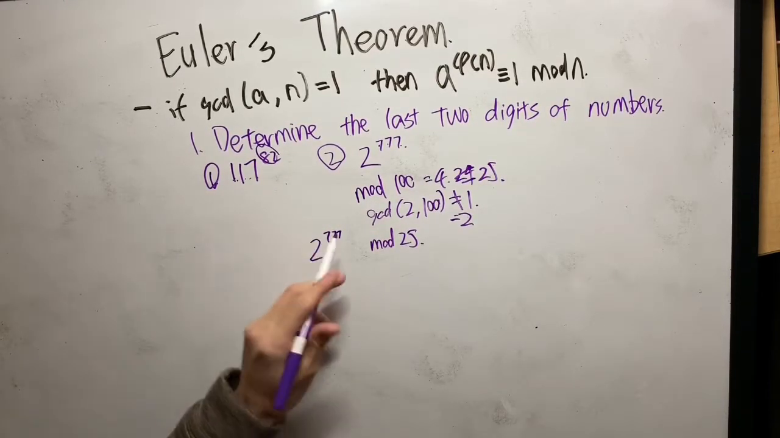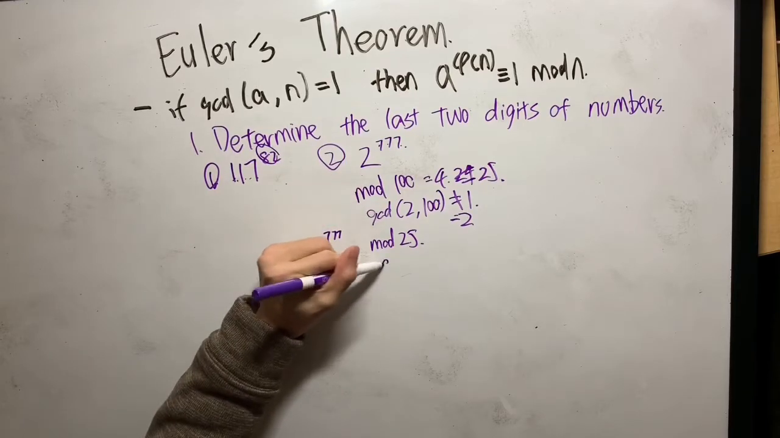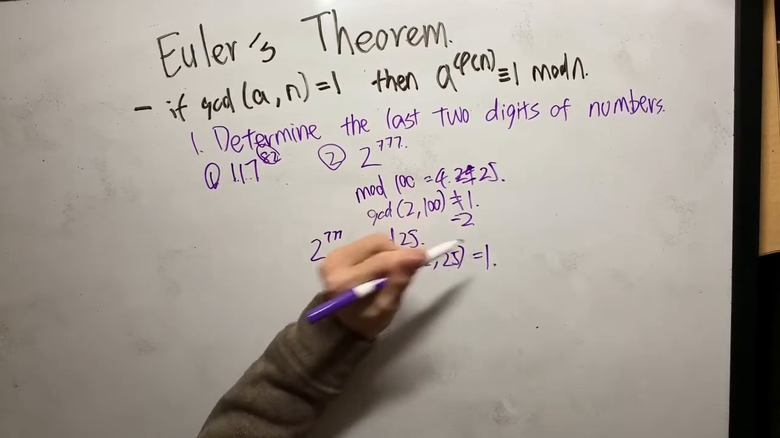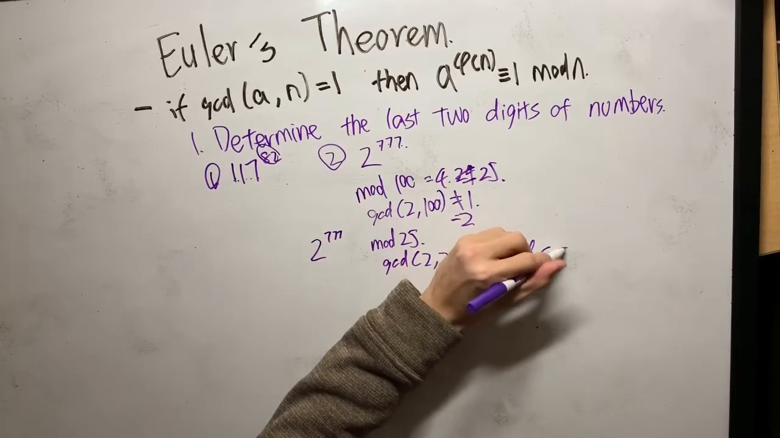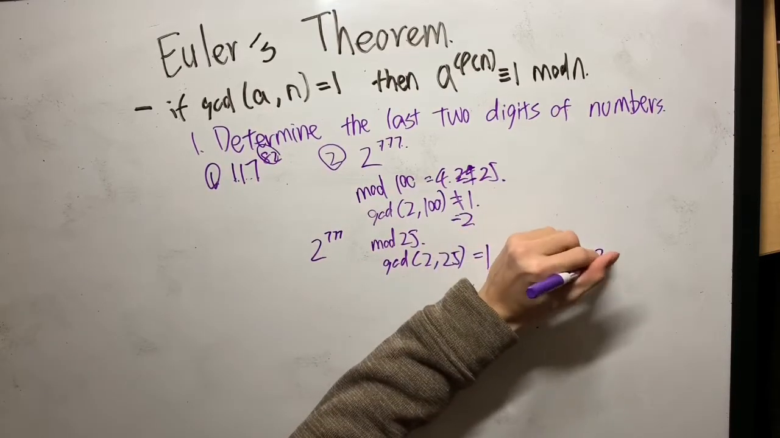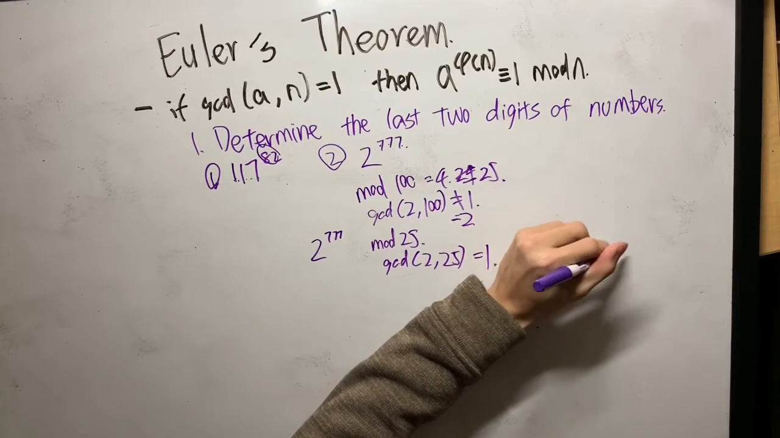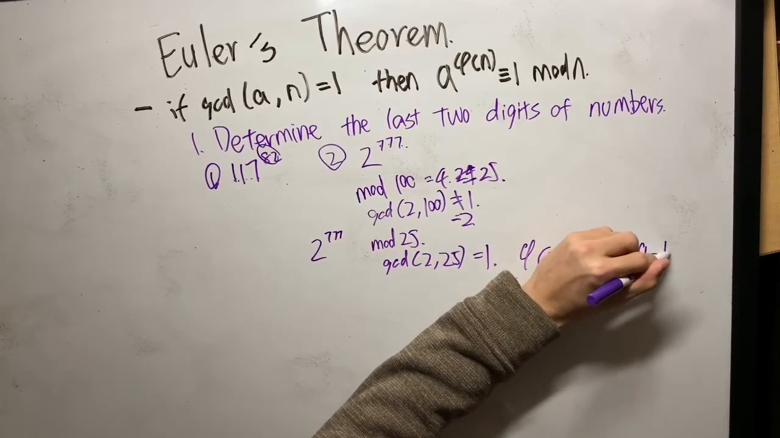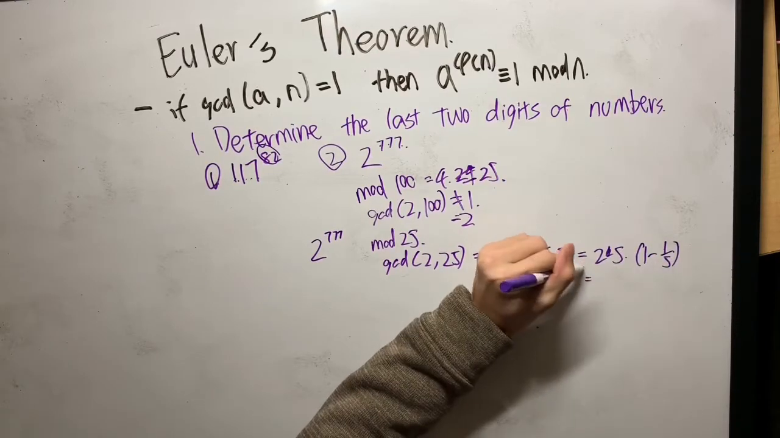Now we can use Euler's theorem because the GCD of 2 and 25 equals 1. Thus phi of 25 equals 25 times (1 minus 1 over 5), which equals 20.